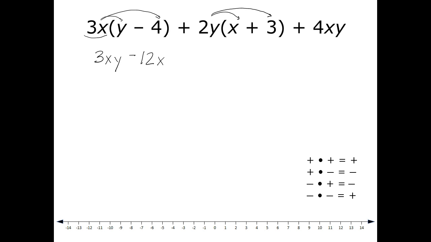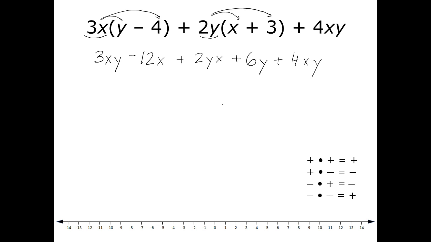Okay. Then I have this positive 2y here that multiplies positive x. So that's just going to be positive 2yx. And then positive 2y that multiplies 3. Positive times positive is positive. 2 times 3 is 6. And a very common mistake, students forget to bring this y along as well. So it's positive 6y. Remember, if I have a variable here in front, that also has to come along to the second term. Okay. And then this 4xy, it's not multiplying anything. It's not in parentheses. So I can just bring that down just the way it is.